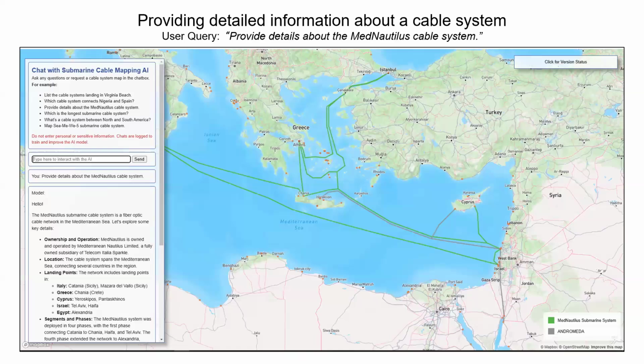On the other hand, that is another example. The user is asking for more particular details about a cable system. In this case, it is the Nautilus cable system in the Mediterranean Sea, which is connecting many countries. The system's response is very valuable: ownership, location, landing points, connected countries, and more. The user can be happy with this level of information or ask for more details to get more feedback from the system, and that information can be visualized on the map based on that context.